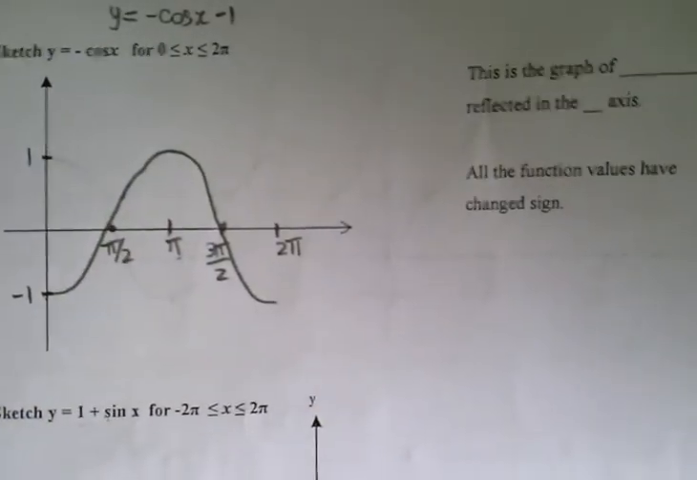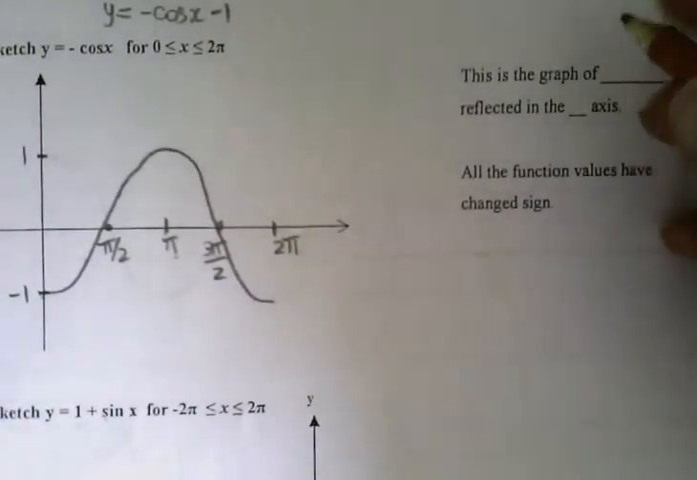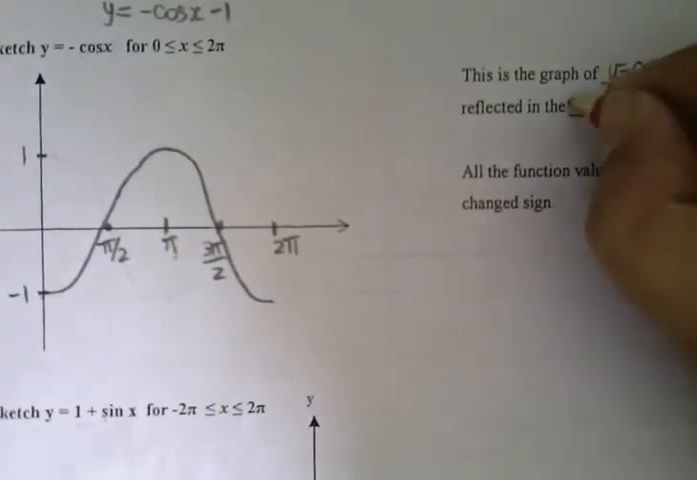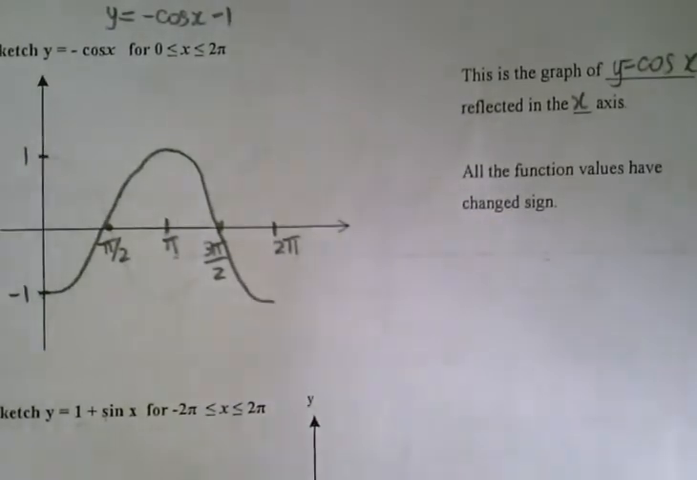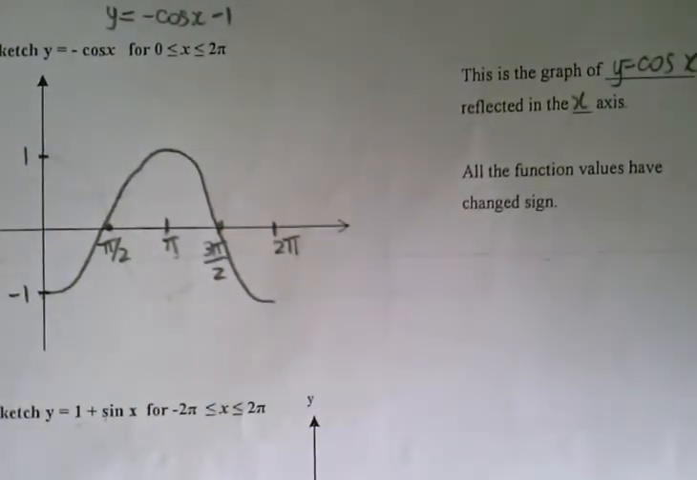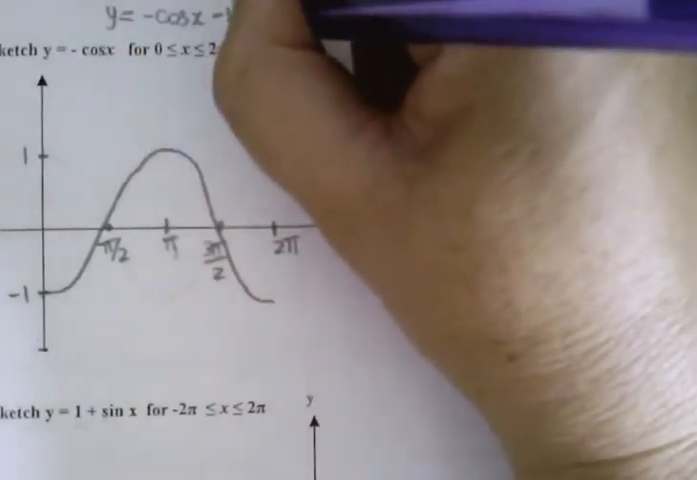So this is the graph of what reflected in what? It's the graph of y equals cos x reflected in the x-axis. All the function values have changed sign. Where it was 1, it's now -1. Where it was -1, it's now 1. That's negative cos x. What if I asked you to sketch negative cos x minus 1? What would you do with that curve? I would just shift it down 1. So y equals negative cos x minus 1.